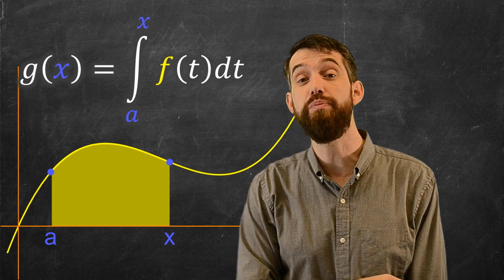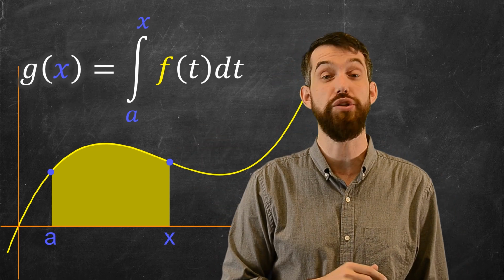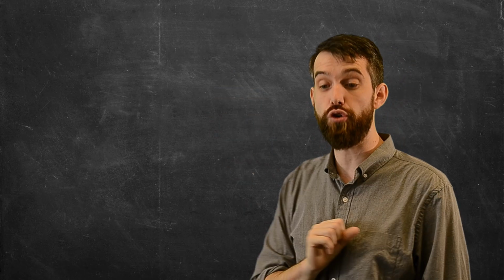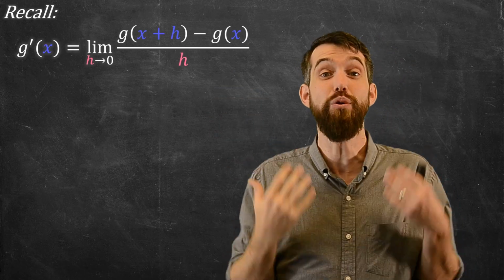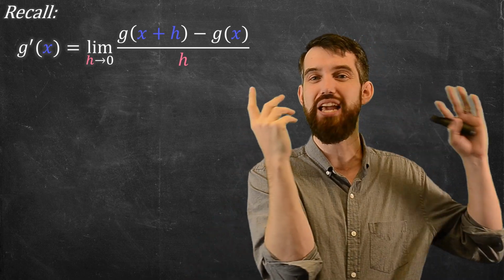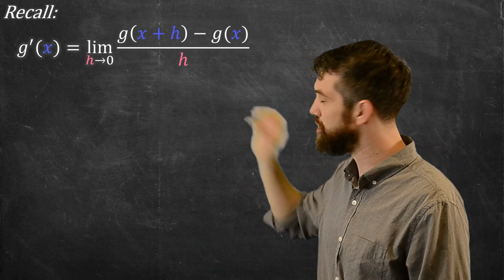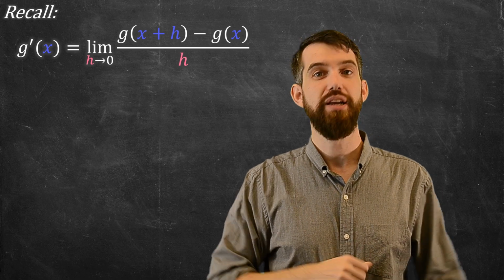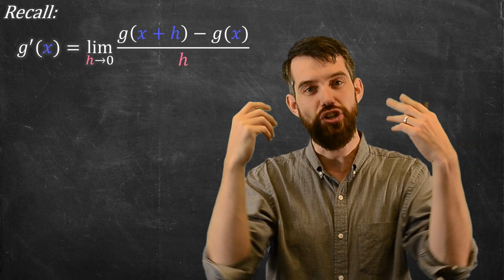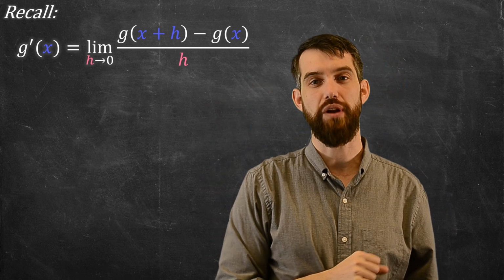Why don't I try to compute the g prime of x? So let's ignore our picture for a moment and try to do that. Let's look at what the derivative of g of x is, and I will remind you that the definition of the derivative, back in the day when we actually defined it, was the limit as h goes to 0 of g of x plus h minus g of x, all divided by h.